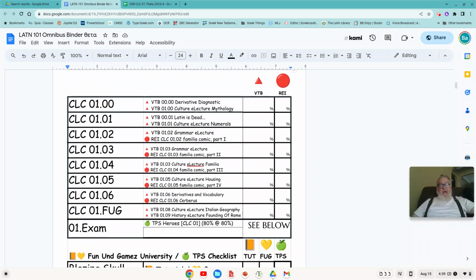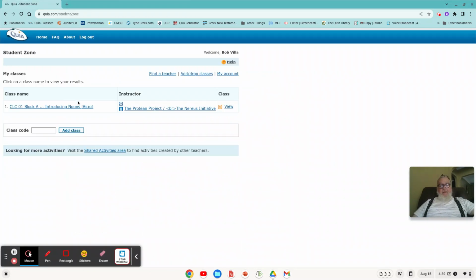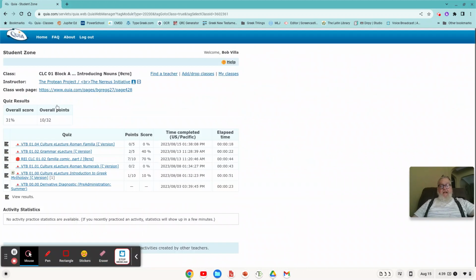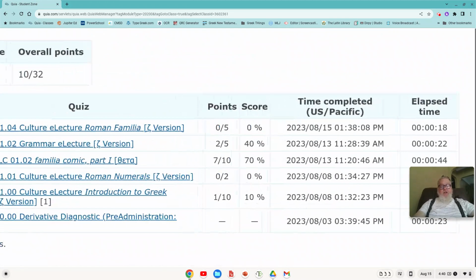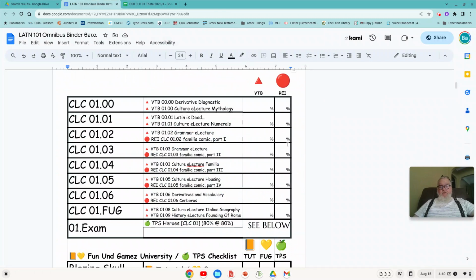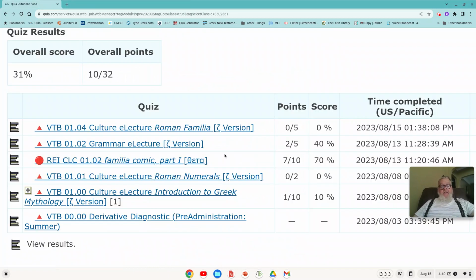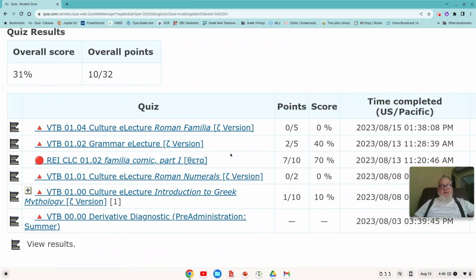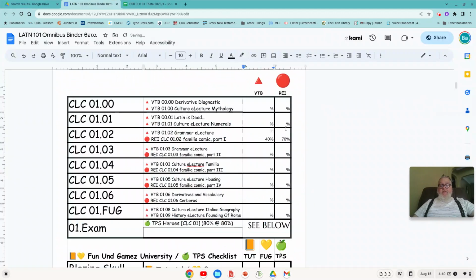So here we go. I'm going to take a look at how Bob's doing. On the page, you go to class name, and you type it in. This tells you the scores that Bob's done. Not great. He did really well on 102, though. Here's 102. This is the REI. Bob did 70. That's good. You write these scores in. How did he do on the VTB? He did 40. Well, it's done, right? But not great.